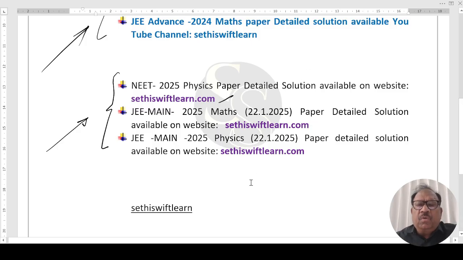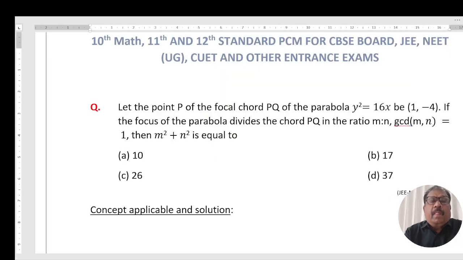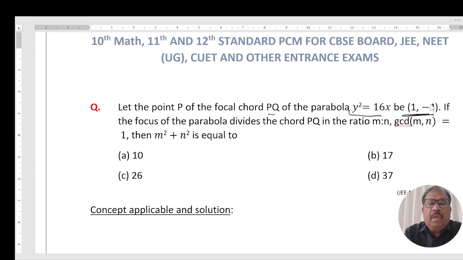Now let's start with the question. Question is: let the point P of the focal chord PQ of the parabola y square equal to 16x be (1, minus 4). If the focus of the parabola divides the chord PQ in the ratio m is to n, where GCD of m and n is equal to 1, then we have to find the value of m square plus n square. Four options are given, one of the options is correct.